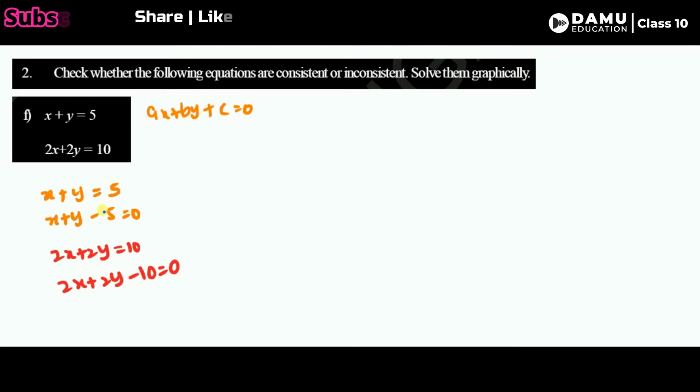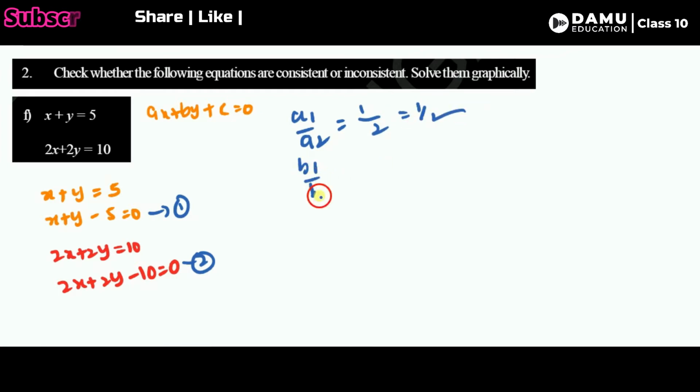Let's take this as the first equation and this as the second equation. So find the ratios. So a1 by a2. So a1 in the first one is 1, a2 is 2. So that is 1 by 2. Then let's take b1 by b2. So b1 is 1, in front of y, 1 is there. Then b2 is 2. That is 1 by 2.